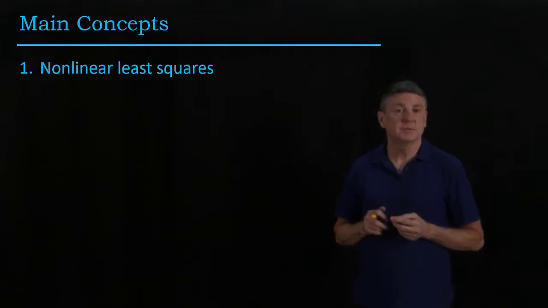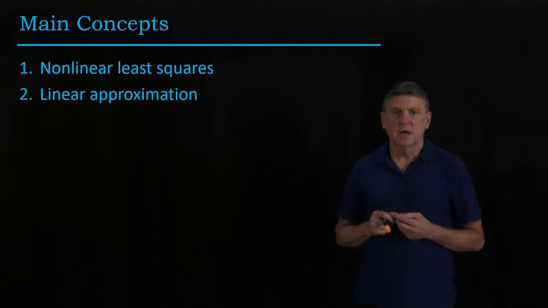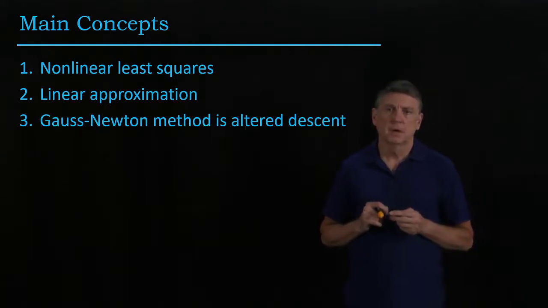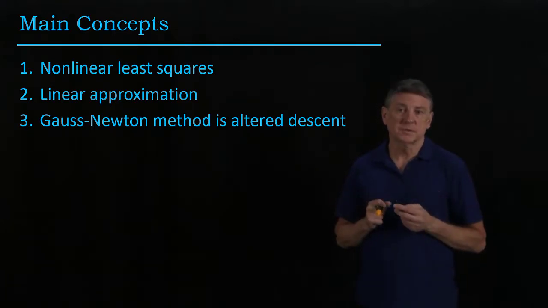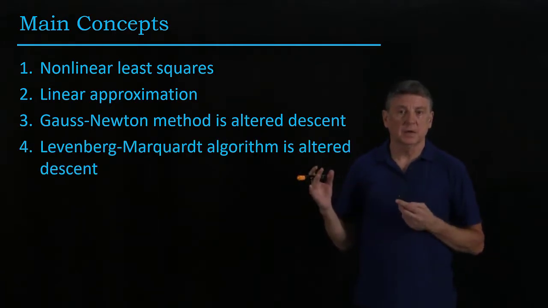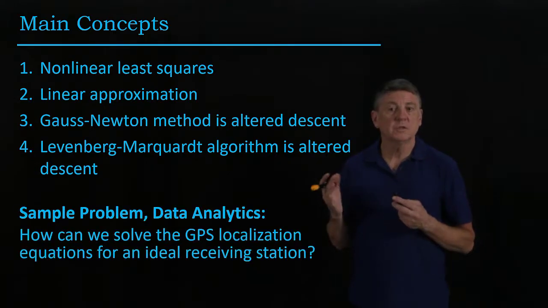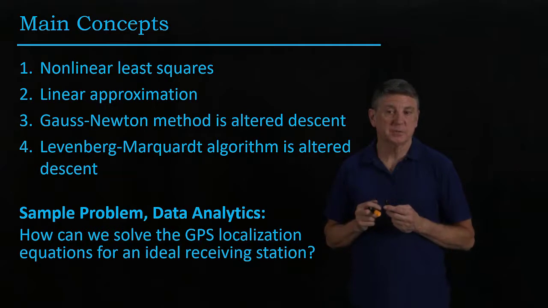So the main concepts in this lecture are: what are nonlinear least squares problems? How can we perform a linear approximation to the nonlinear problem? The Gauss-Newton method will turn out to be an altered form of steepest descent. The Levenberg-Marquardt algorithm is also altered descent. And one sample problem that we can look at is how to solve the GPS localization problem.